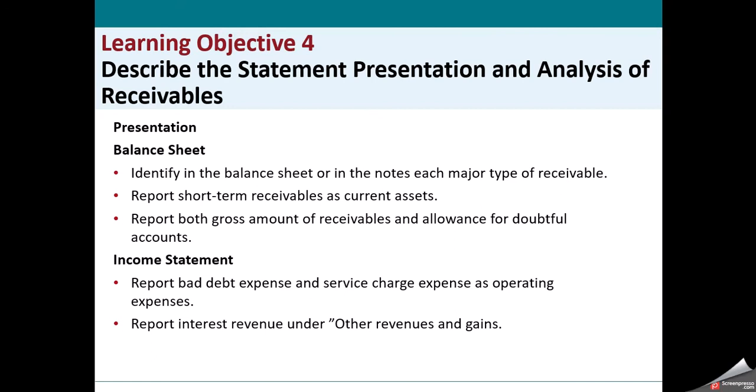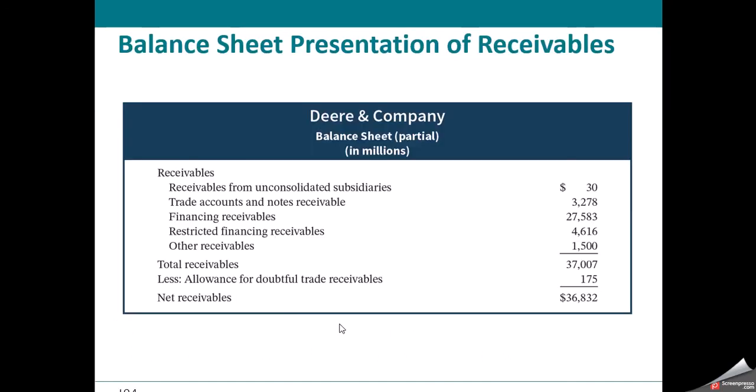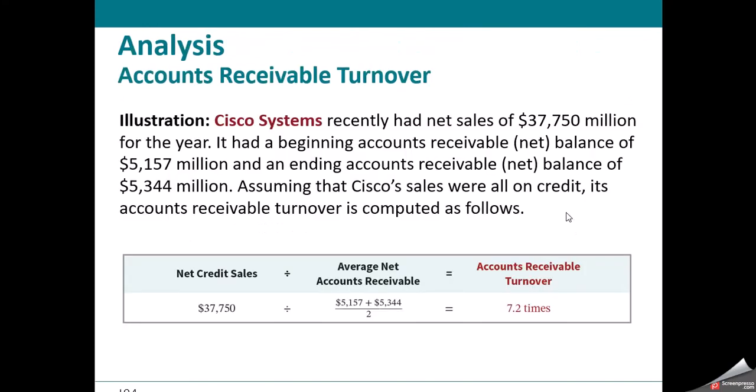Okay, then our last section, we talk about how we analyze and look at these accounts receivable on our balance sheet. So they're in the current assets section, and normally the accounts receivable and the notes receivable, as long as they're under a year, will be in that current assets section. And then we will have the interest revenue and our other revenues in the income statement. And then bad debt or service charge expense would be in our income statement. So here they show a little snippet of the balance sheet where, again, we've got the different receivables. And this particular company has a variety of different ones. So there's a lot of detail to that one.